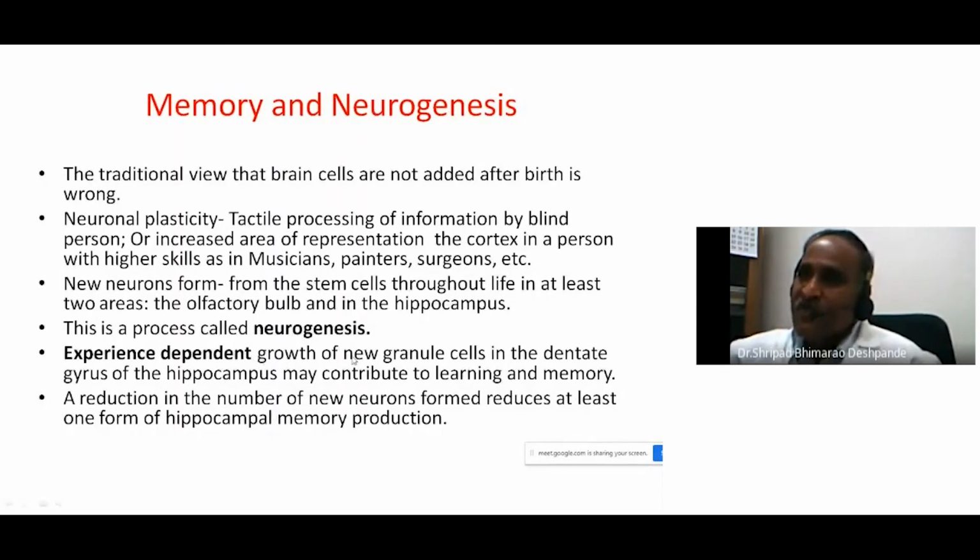Experience-dependent growth of new granule cells in the dentate gyrus. The dentate gyrus is connected with the hippocampus, and that will be contributing to learning and memory.